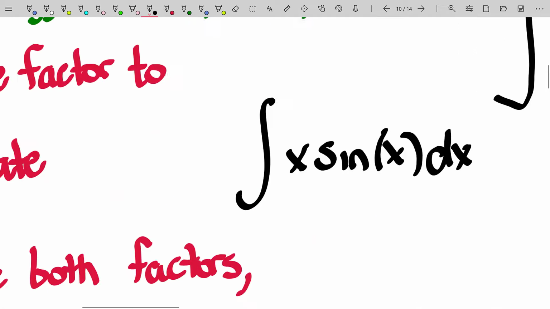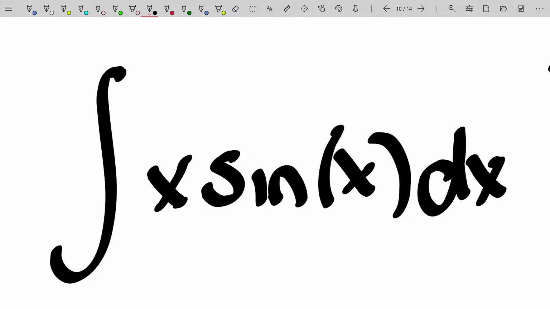And if you take a look at this integral right here, for example, I would therefore choose x to be the factor that I would differentiate because its derivative will change forms to become a constant, versus the sine, whose derivative just remains a trig function. And its second derivative will also be a trig function, and so will its 100th derivative.